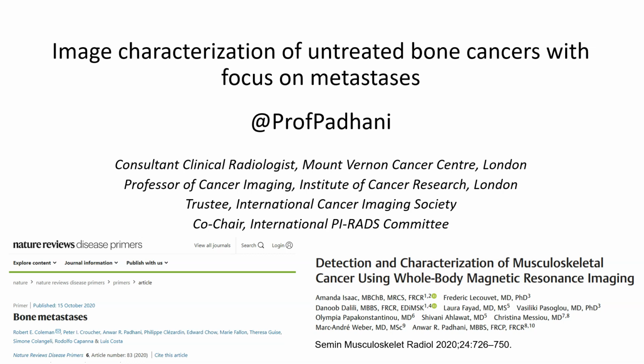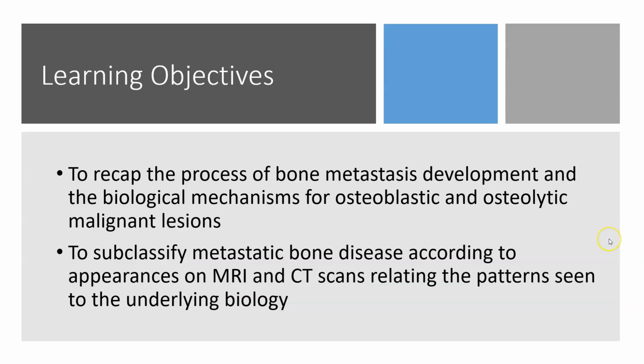Hello everybody. Over the next few minutes we will talk about the image characterization of untreated bone metastases. We will start off with a recap of the processes involved in metastasis formation and the biological mechanism responsible for osteoblastic and osteolytic metastatic lesions. And then we will spend most of our time talking about the subclassification of metastatic lesions according to their appearances on the MRI scans and how these relate to the underlying biology.